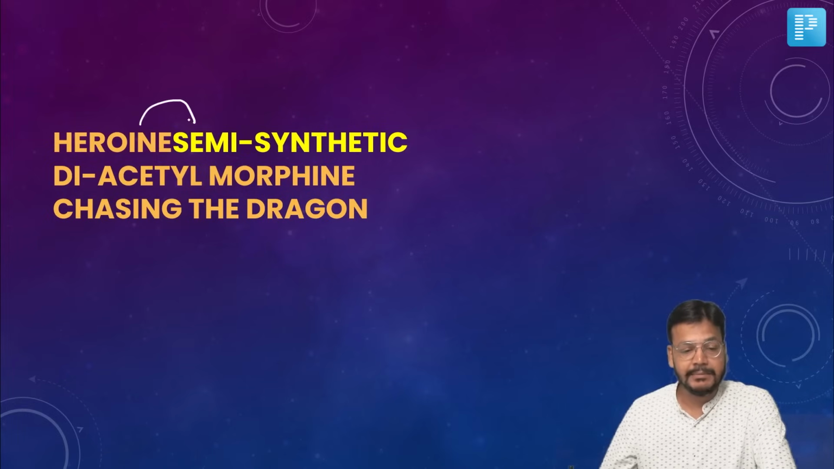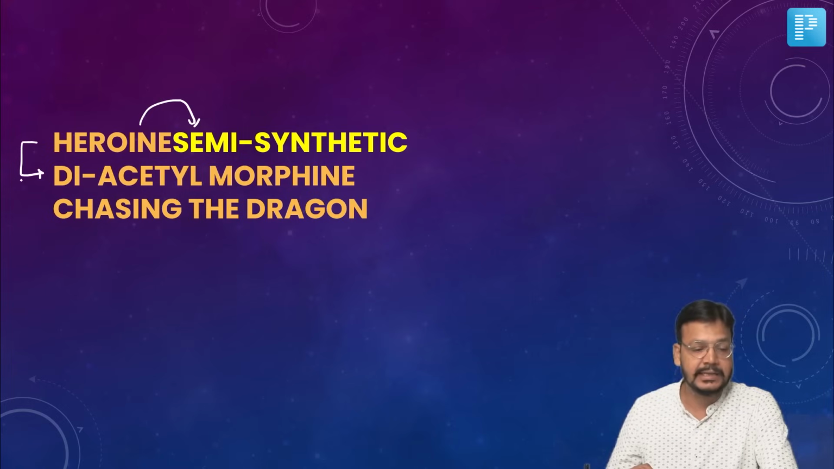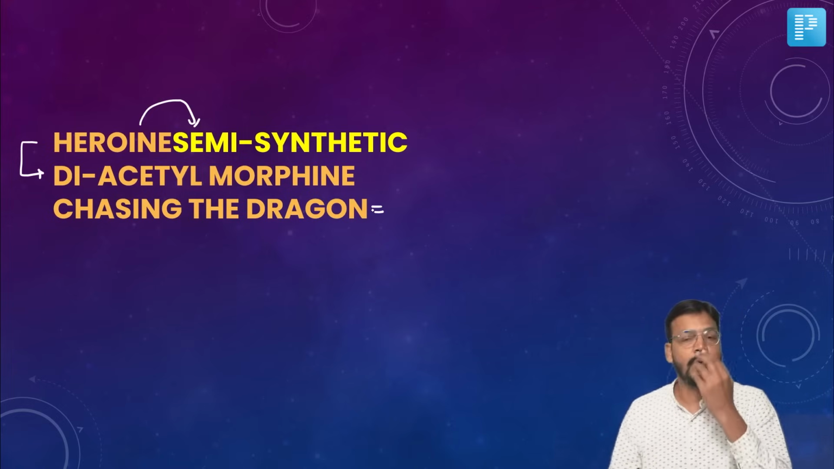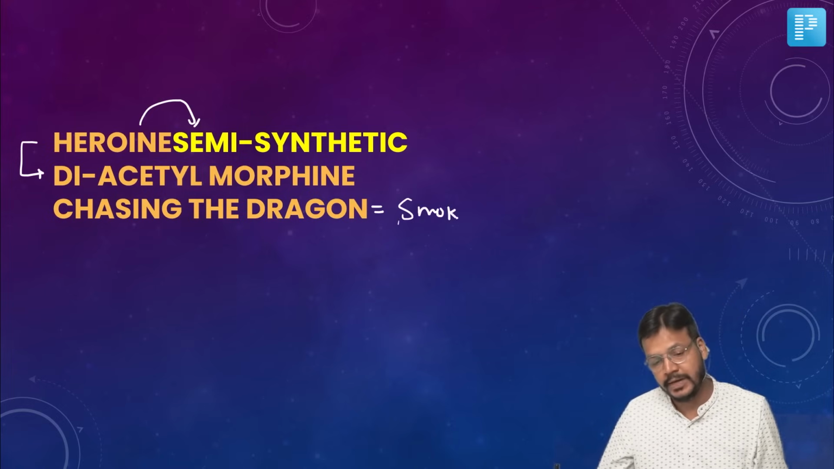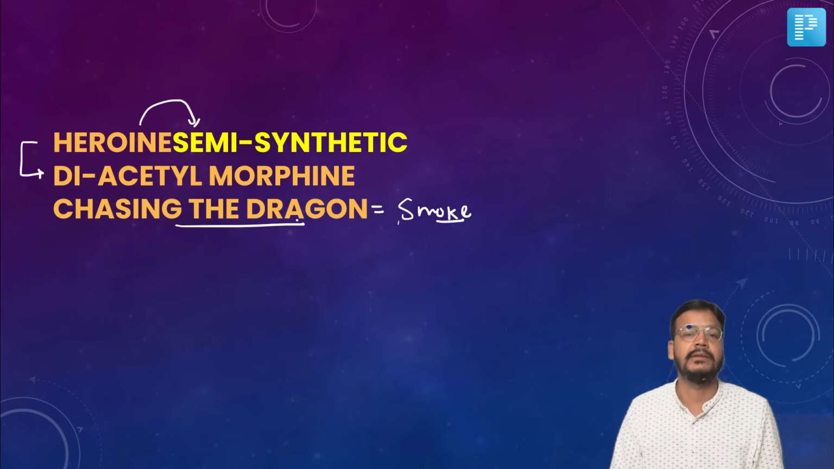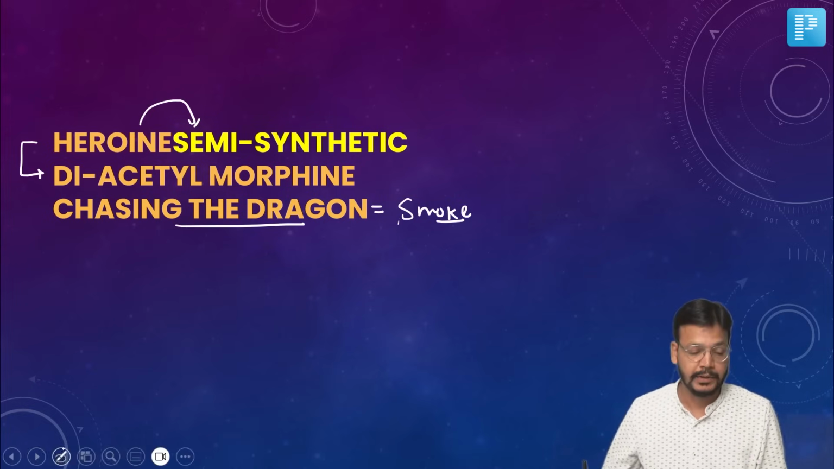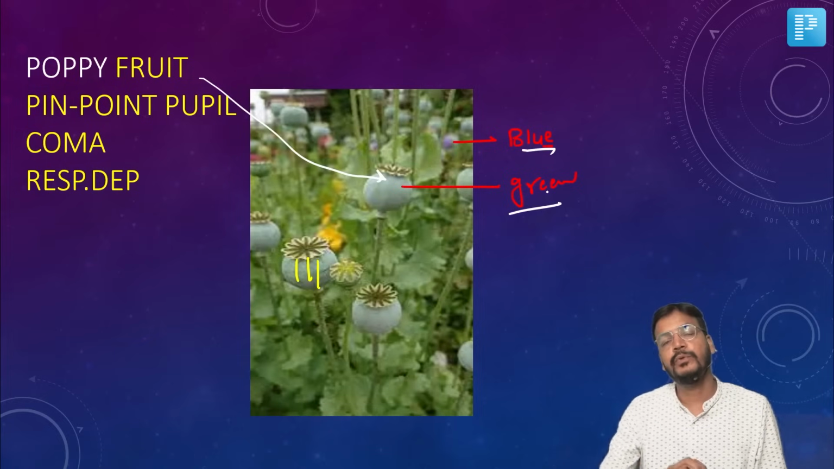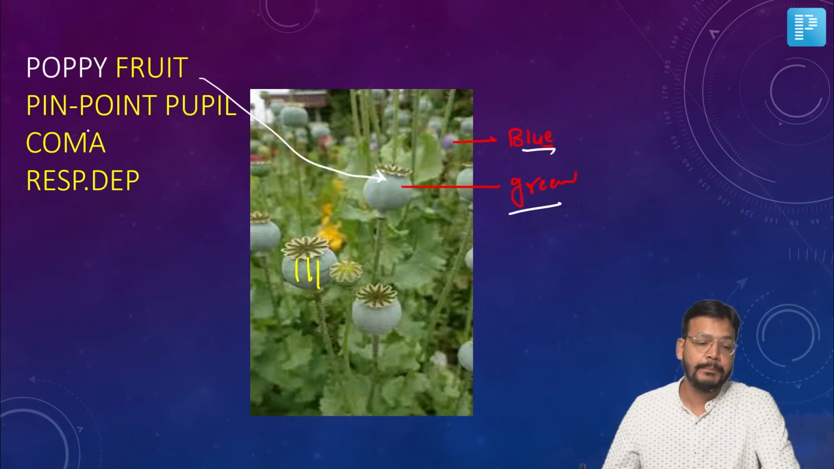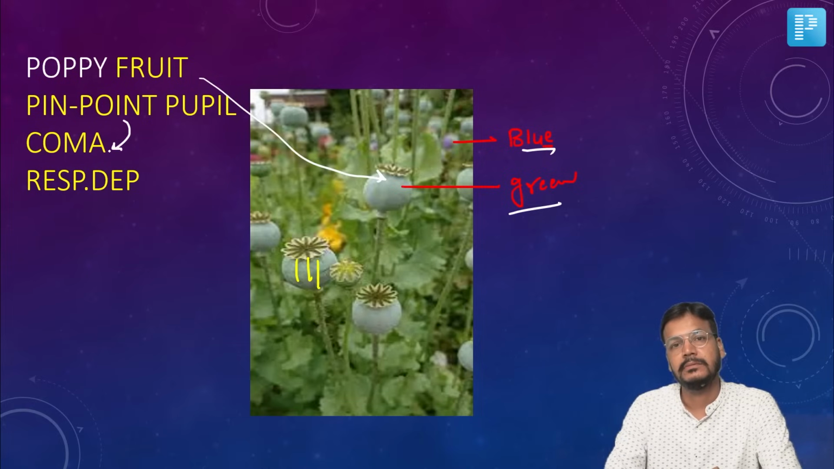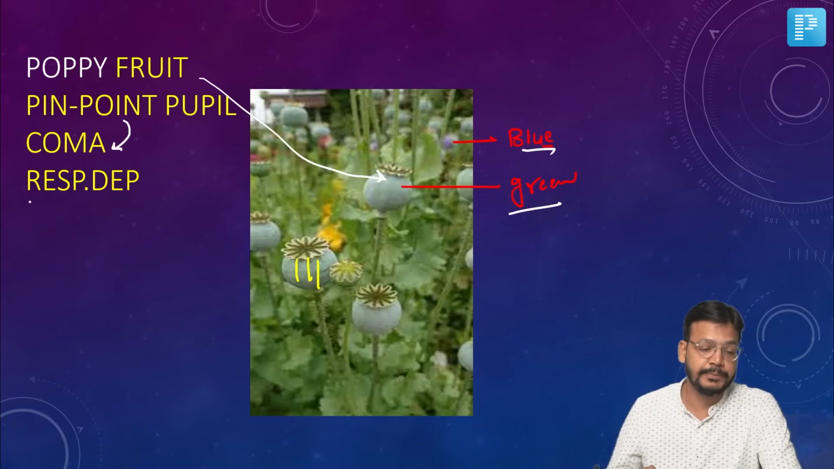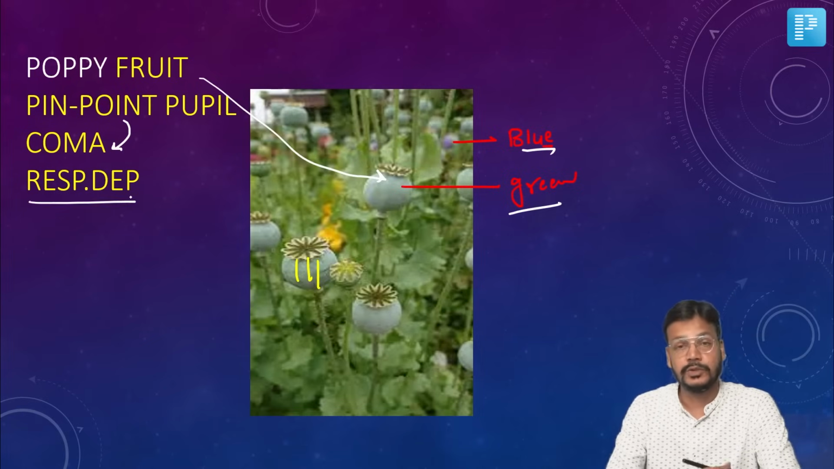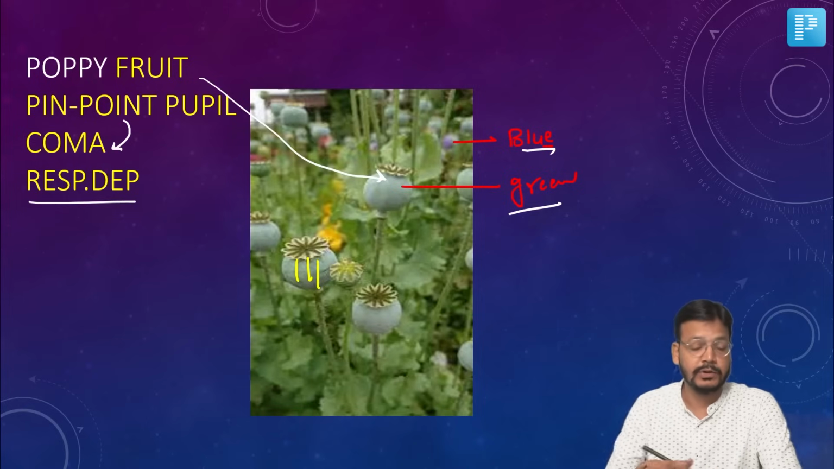Sir, heroin is a semi-synthetic product. It is diacetyl morphine, and if you smoke the heroin on aluminium foil, this word is chasing the dragon. Smoking the heroin is known as chasing the dragon. This is poppy fruit, sir. Blue-green color fruit, poppy fruit, opium. Pinpoint pupil is seen in comatose patient with respiratory depression. This is opium, afim, and morphine is one product, and diacetyl morphine is heroin, and the antidote is naloxone. Antidote is naloxone.